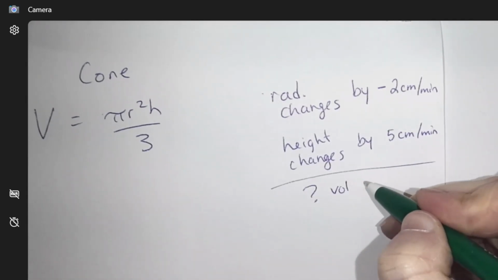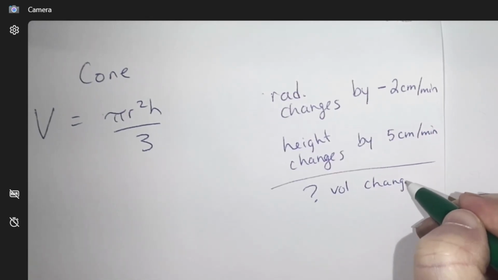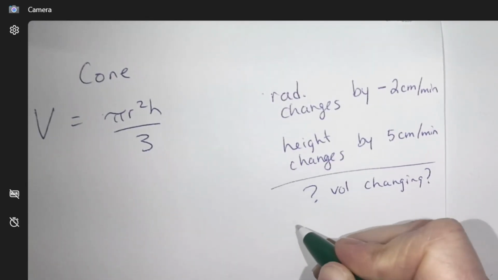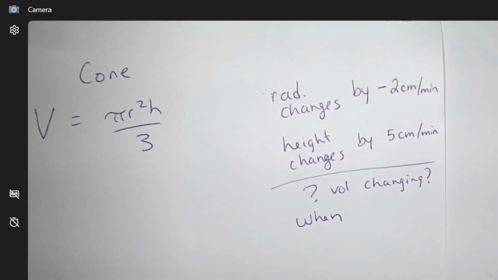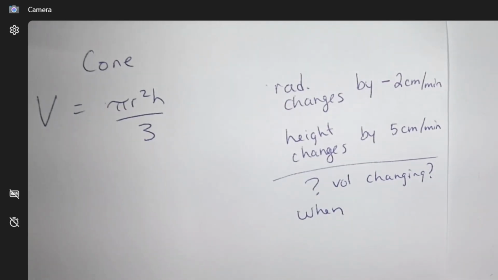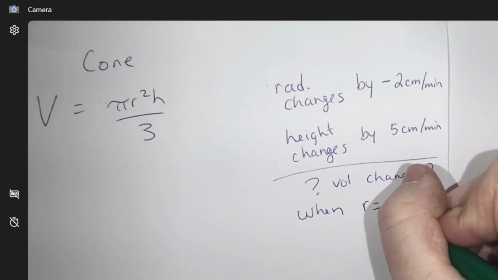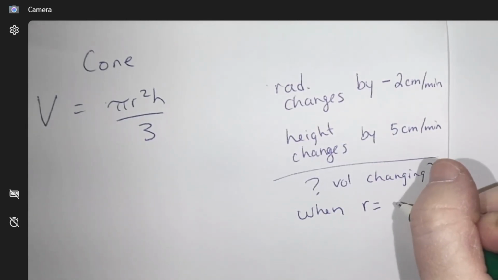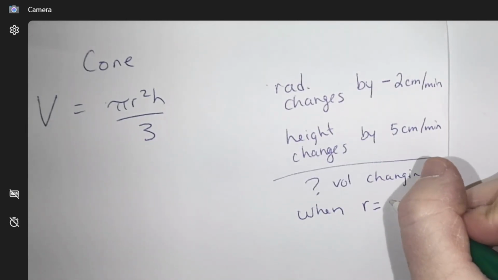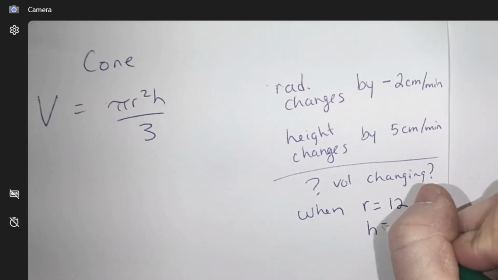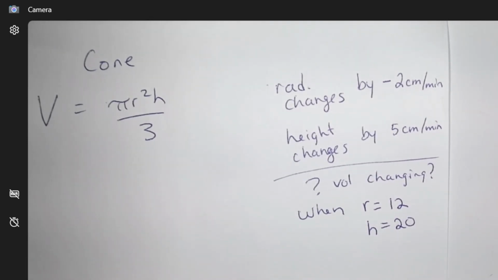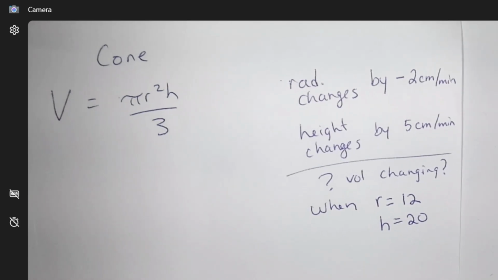What is the volume changing by when you're at the instance of a radius of, what do you want to do? 12 and a height of 20. I don't know, making something up. Okay, does that make sense?